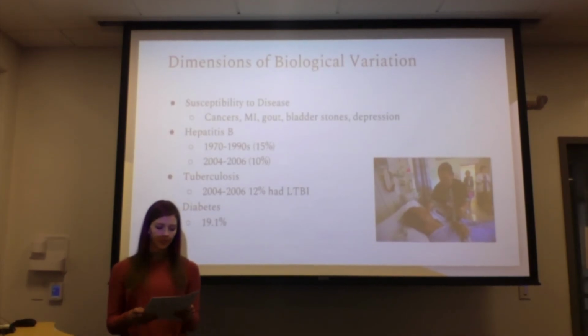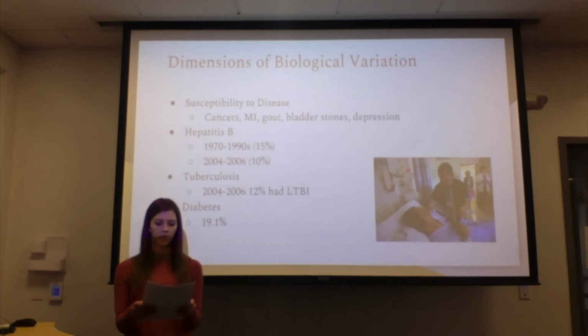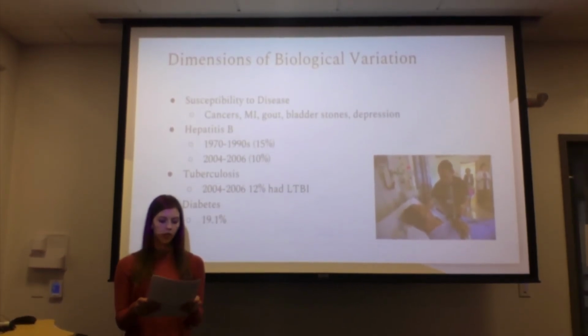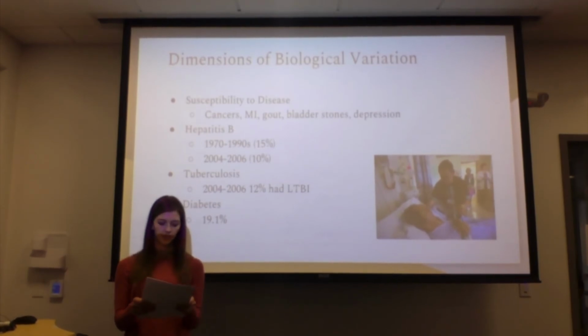Susceptibility to disease. There's increased incidence of particular diseases among each culture. Specifically, in the Hmong population, there's a high prevalence of cancers, including stomach, liver, pancreas, leukemia, and non-Hodgkin's lymphoma. Other health concerns include myocardial infarction, kidney dysfunction, bladder stones, and gout. The prevalence of cardiovascular diseases may be linked to other factors in their population.